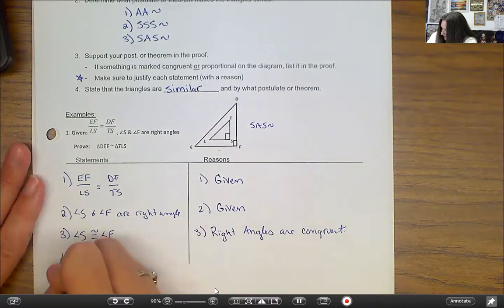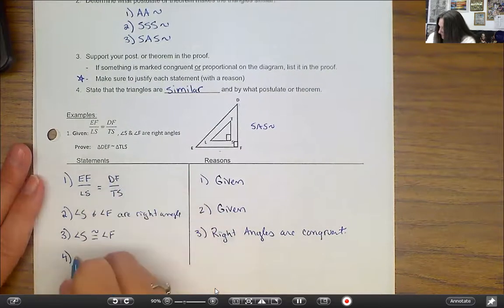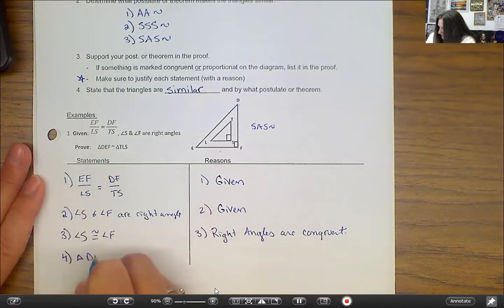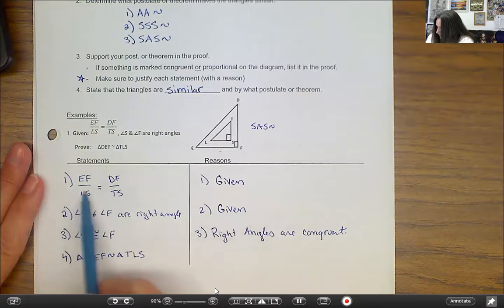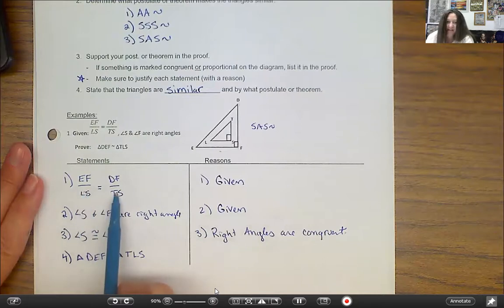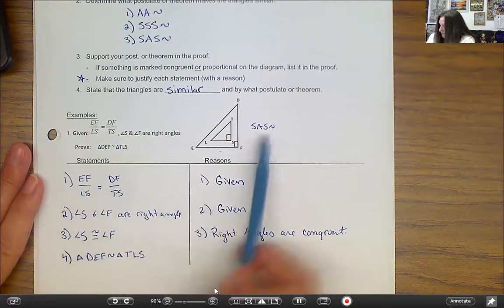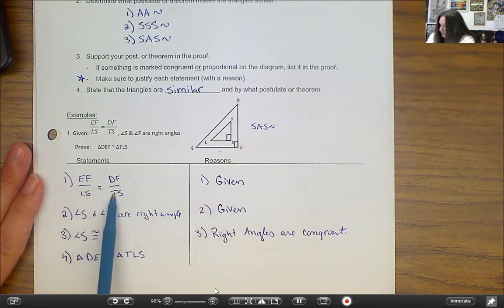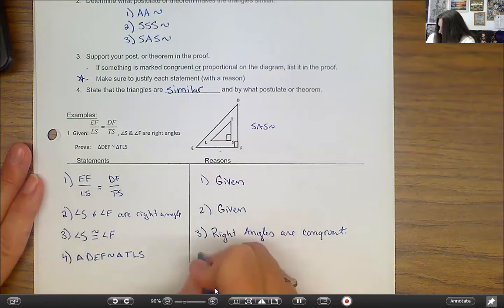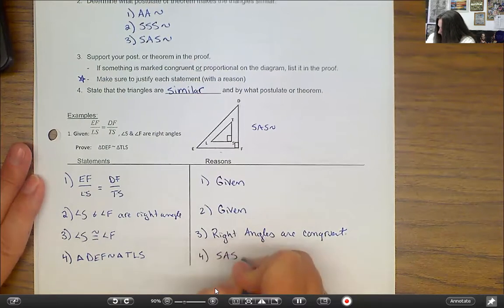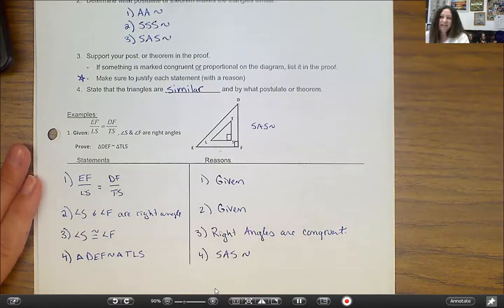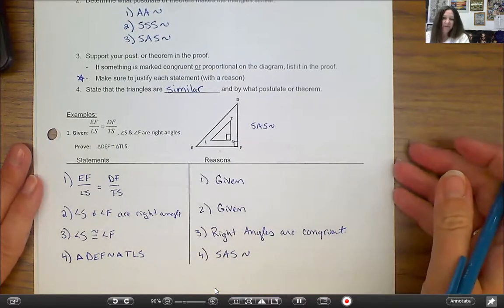And then I'm ready in step 4 to make my similarity statement. Triangle DEF is similar to triangle TLS because I have two sets of proportional sides and I have one set of congruent angles. Remember, when you list the proportional sides, those scale factors should be marked equal. Angles should be marked congruent. If I have that, then I have side, angle, side similarity. That's the case I'm using to make that proof.